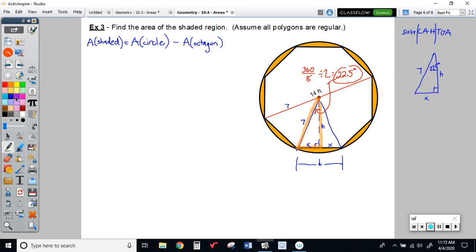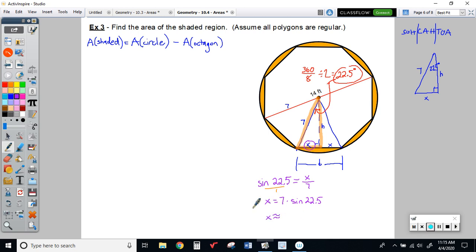So I'm going to go purple for a little while here. I'm going to figure out x by doing opposite over hypotenuse, sine. So I've got sine of 22.5 equals x over 7. And this one, the cross multiplication works out nicer than before because we're not having to divide by something else later. So x times 1 is x. This would be 7 times sine of 22.5.